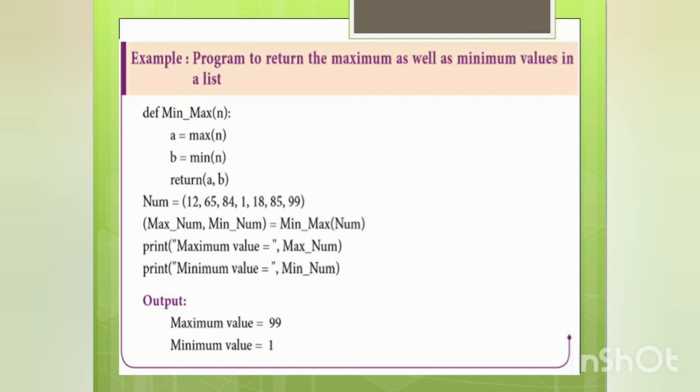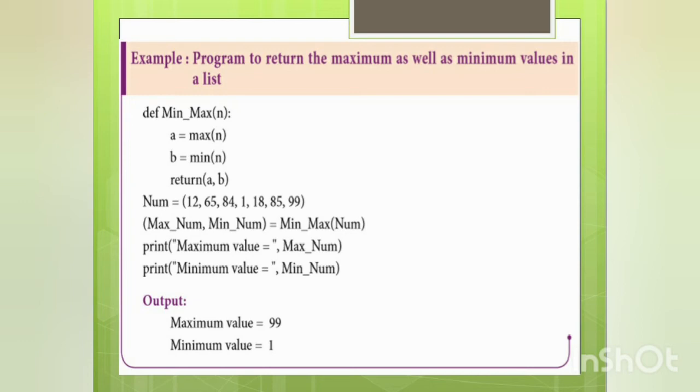Okay, then after that, the return statement. Here you are using a, b. Actually we return only one value from a function, but in Python you can return more than one value from a function. Here you are going to return two values, that is a, b. Okay, this is the function definition, over.